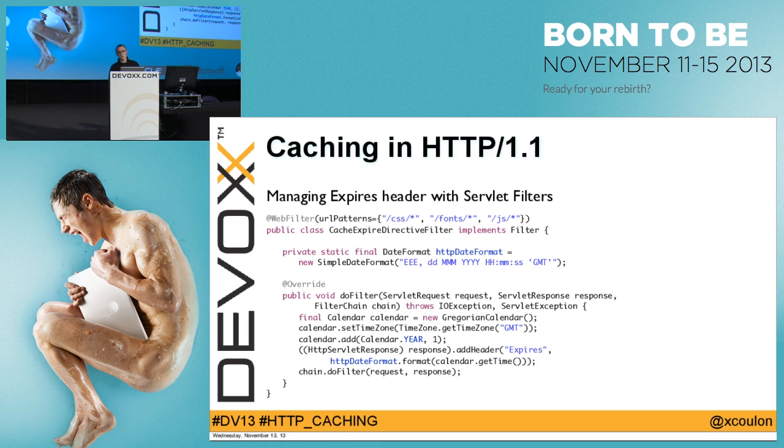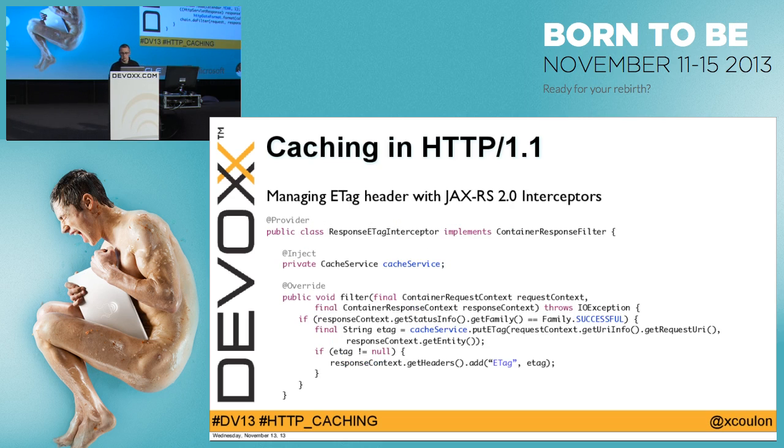So this is for static content, and then the user agent is going to keep this in its local cache. Now, if you play with the JAX-RS2 API, there are new JAX-RS2 interceptors that you can use, and the nice thing about interceptors is that they're basically like servlet filters, but specific for JAX-RS resource methods.